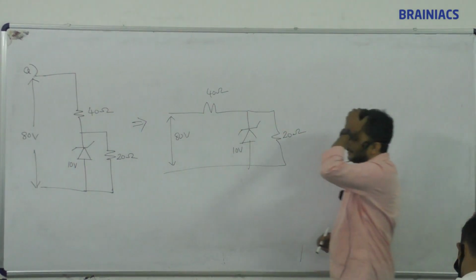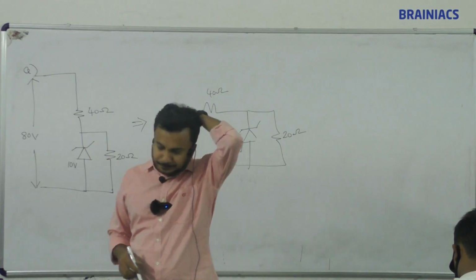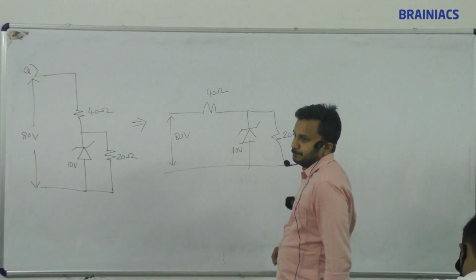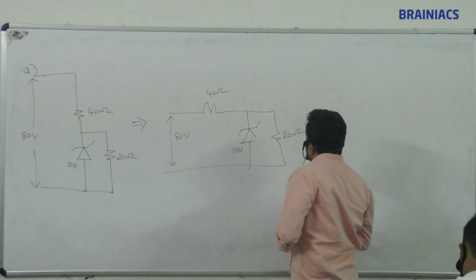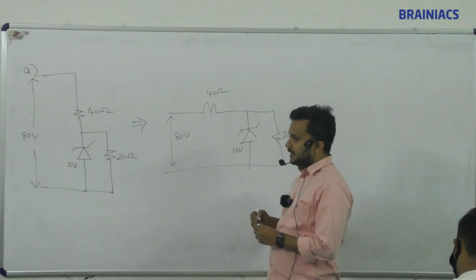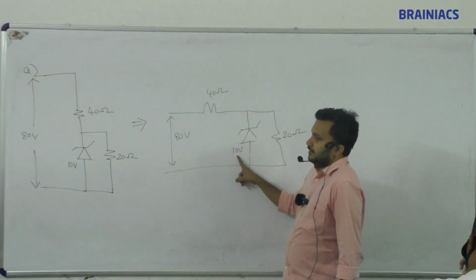1.25. Okay. So 80 volt, case number 1 or case number 2? Case number 1. Zener diode is breakdown. So this circuit, which is the answer here.